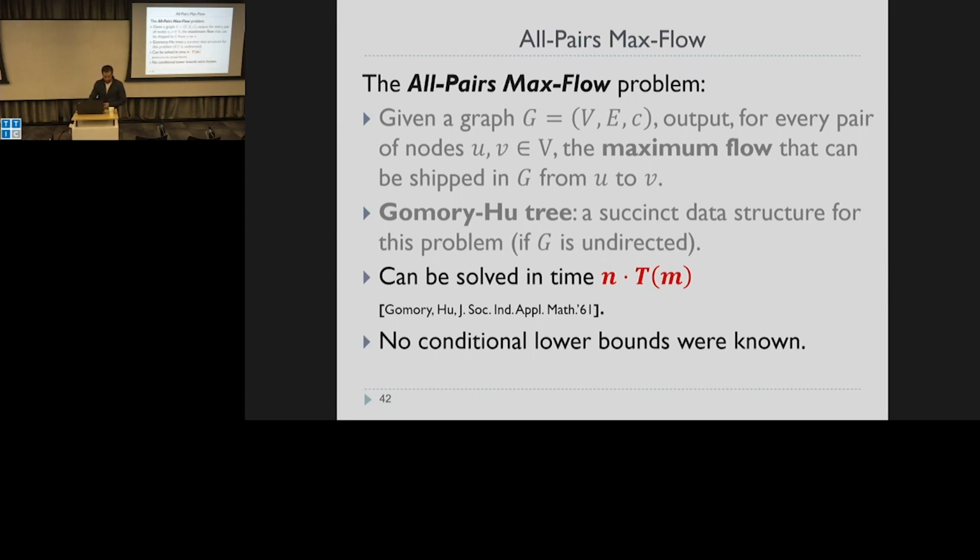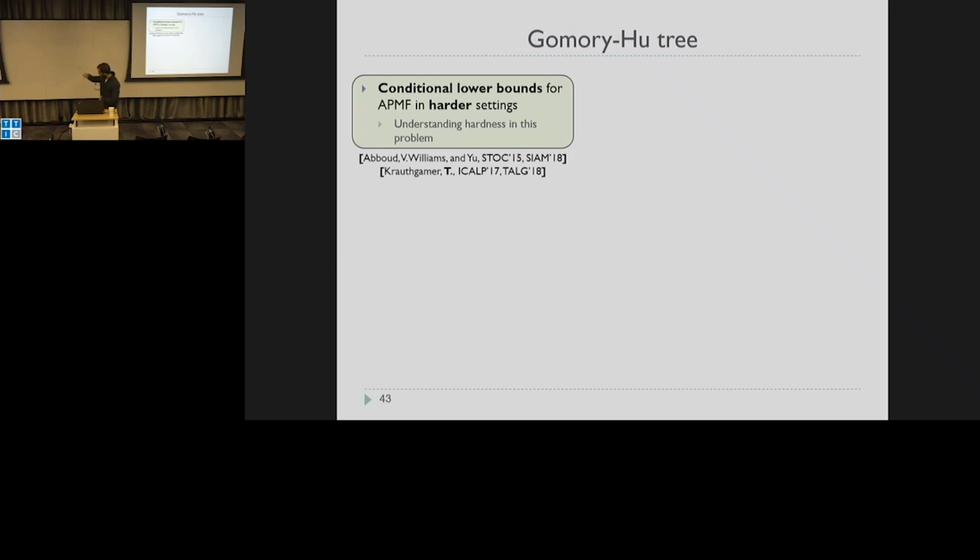Okay, so I'm going to describe the journey, let's say, of how we got a faster algorithm for this problem. So first, we considered the problem, the all-pairs maximum flow problem, in more difficult settings in order to get a sense of when the problem might be hard to solve.